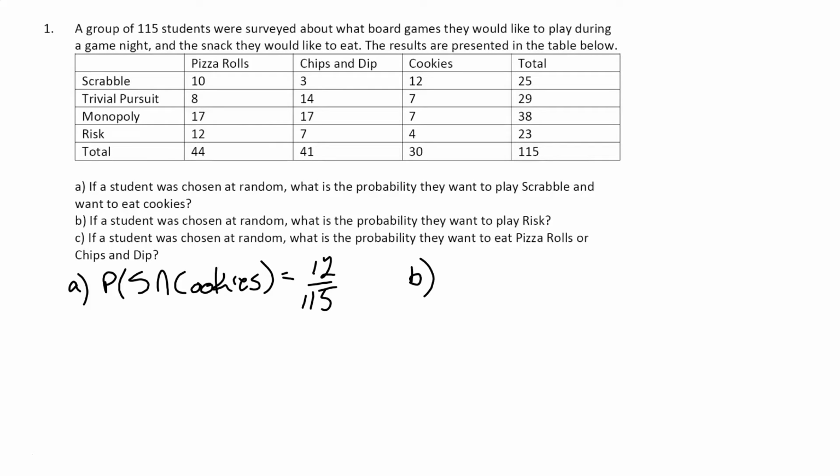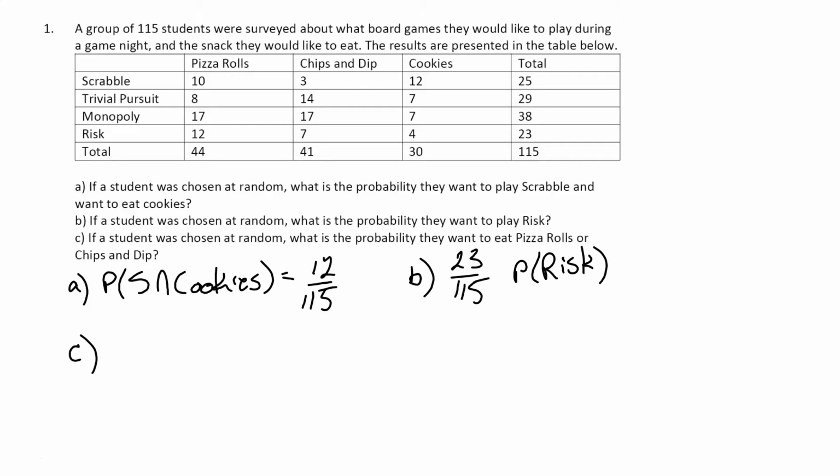Part B says if a student was chosen at random, what is the probability that they want to play Risk? So we're looking at all the people on the Risk line. There's a total of 23 of them. So that's 23 out of 115. In set builder notation, that was simply the probability that they want to play Risk.